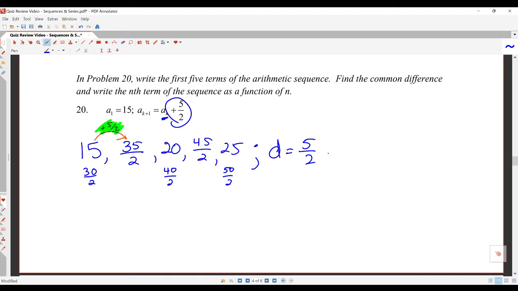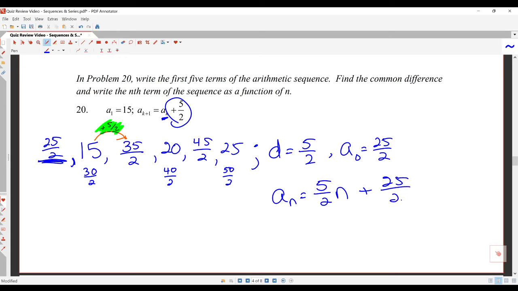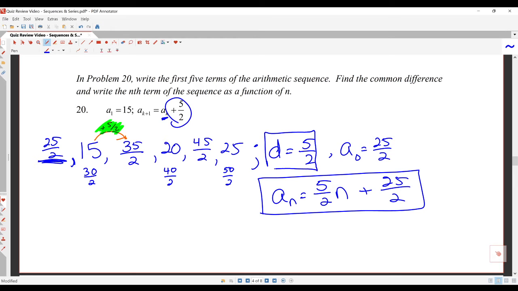Now to come up with our formula for an, I need a0. So that, again, is the term before this first one. So we need to subtract 5 over 2, which takes me to 25 over 2. So an equals dn plus a0. So there's the formula for an. Here's the common difference. And then here are the first 5 terms.